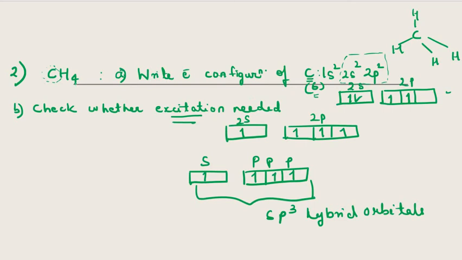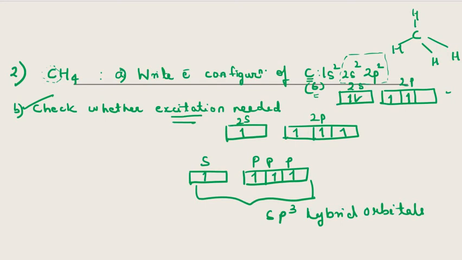In the case of the methane molecule, there are 4 hydrogen atoms. That means the carbon is forming 4 bonds. But how many half-filled orbitals are there? Yes, only 2 half-filled orbitals, whereas carbon needs 4 half-filled orbitals. So definitely what is required in this case?